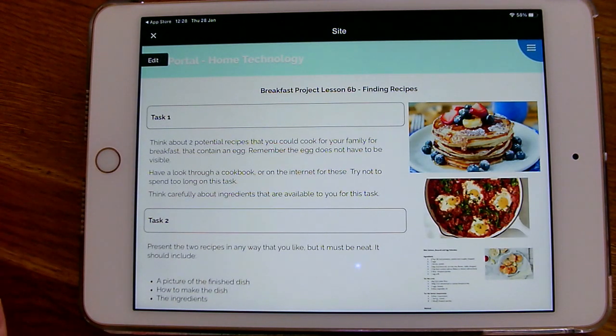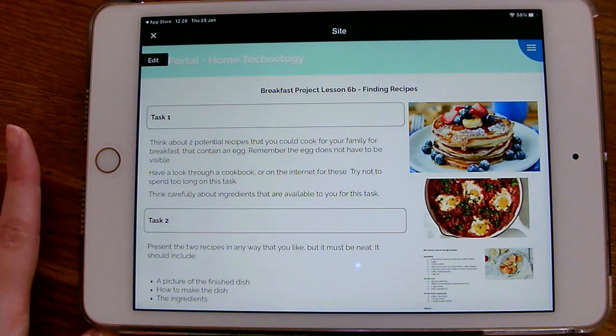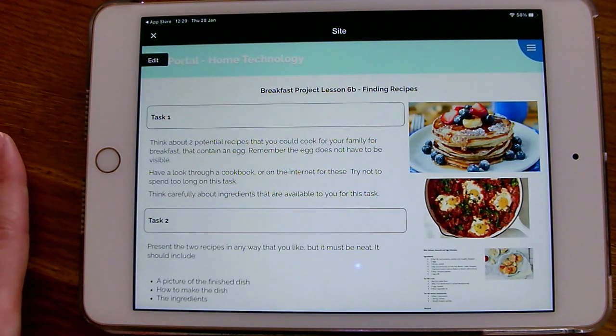Now you can have a look through a cookbook or on the internet for this task, but don't spend too long on it. So just a fairly quick task. I'd say a maximum of 5 to 10 minutes to do this. Now think very carefully about the ingredients that it contains, because you will be expected to complete this and make this breakfast for your next lesson.